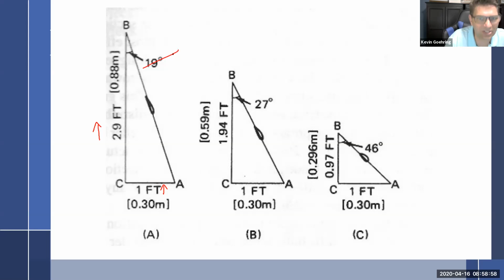But what didn't change? What is the one constant in this whole picture? Did anybody tell? The blade angle. You got it. The blade angle never changes.